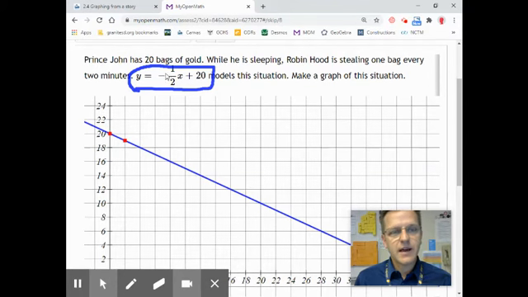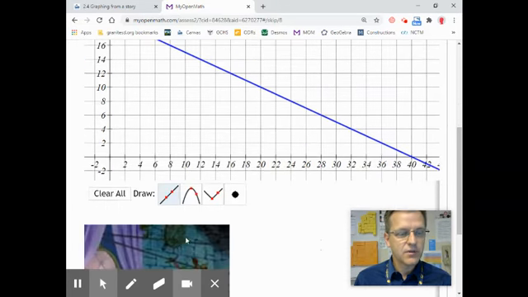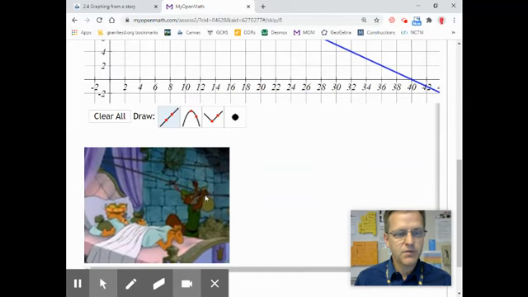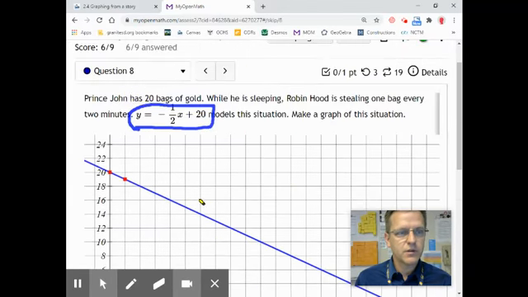So you could think of it as Prince John is losing a half bag of gold every minute. Or he's losing 1 bag every 2 minutes. And that's really the same thing mathematically. It works out the same. And there's a picture of Prince John sleeping while Robin Hood is stealing the bags of gold.